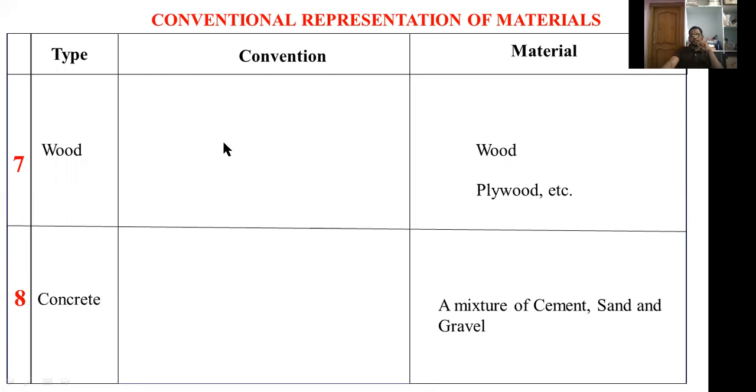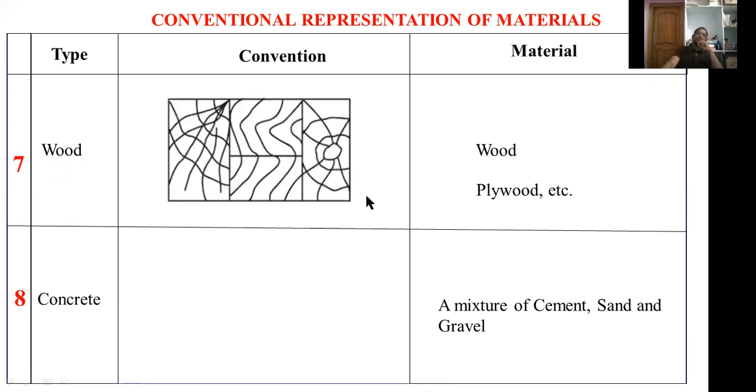For wood materials, you have to represent like this, or like this, or like this. You can represent any one of these three. This is the conventional representation of a wood material.